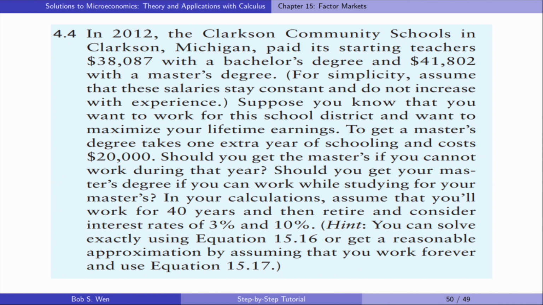Suppose you know that you want to work for this school and want to maximize your lifetime earnings. To get a master's degree takes 1 extra year of schooling and costs $20,000. Should you get the master's if you cannot work during that year? Should you get your master's degree if you can work while studying for your master's? In your calculations, assume that you will work for 40 years and then retire and consider interest rates of 3% and 10%.